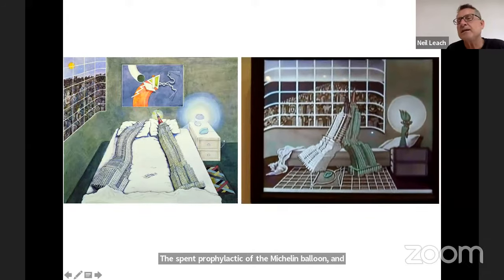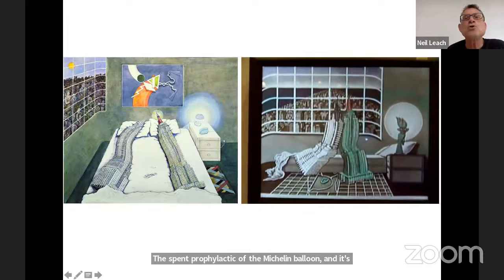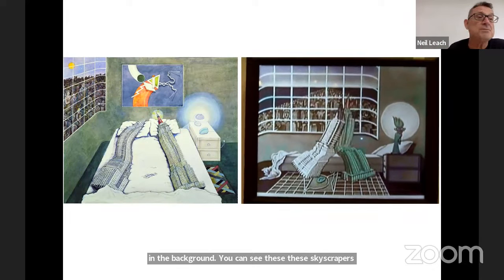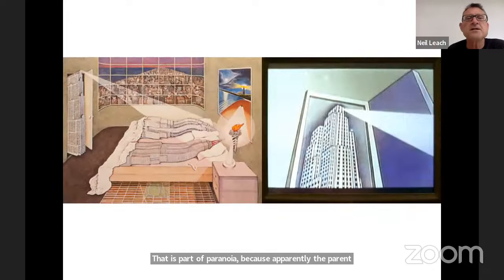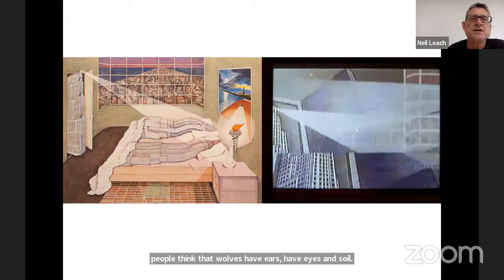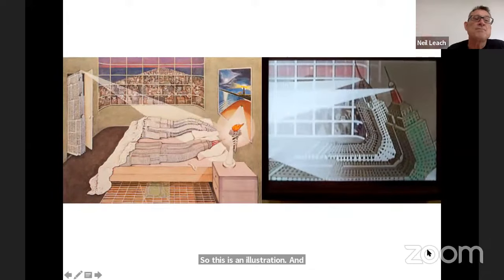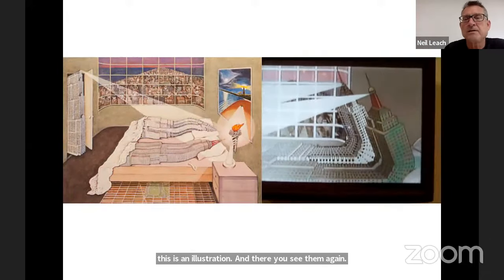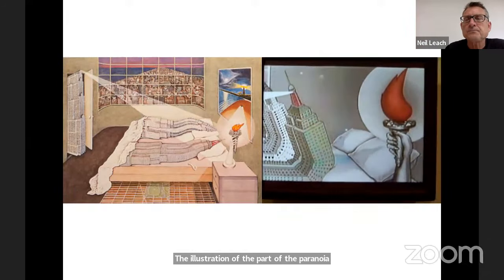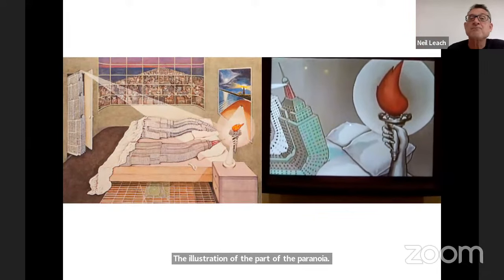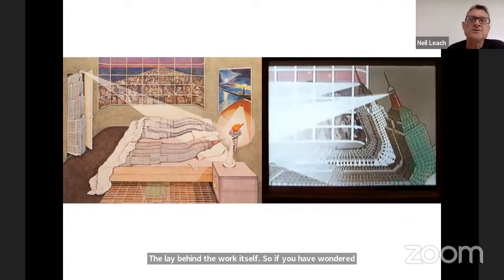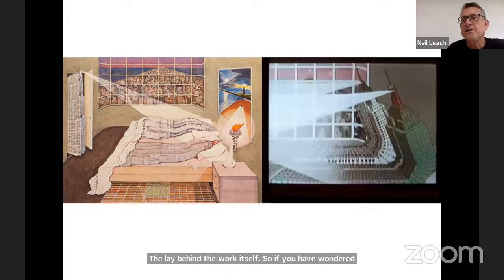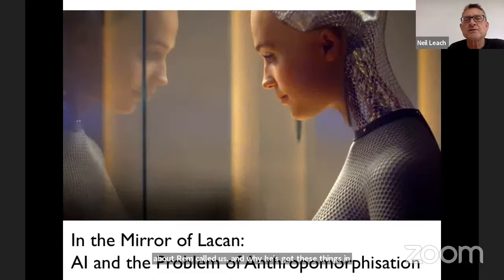They are staring in, and effectively that is part of paranoia, because paranoid people think that walls have ears, have eyes, and so on. So this is an illustration, and there you see them again. The illustration of the paranoia that lay behind the work itself. So if you ever wondered about Rem Koolhaas and why he's got these things in here, you just have to go look back at Salvador Dali to discover another story about animation itself.